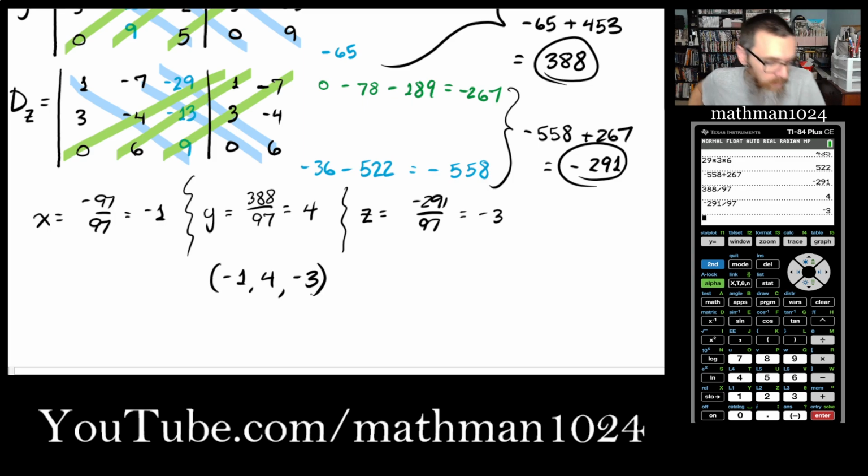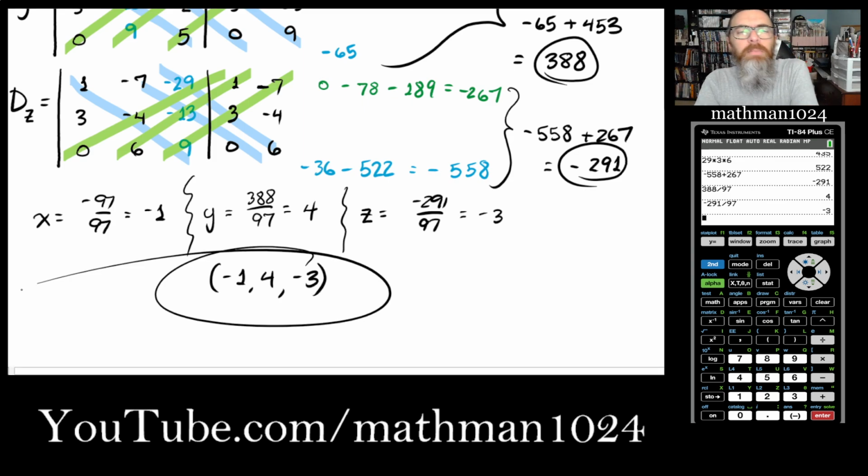Now, it is well worth your time to take your answer right here and plug those values back into the original equation to make sure that every equation is true. It doesn't take long to do that, and it'll end up saving yourself a huge headache later on down the road. So, check all of your work.